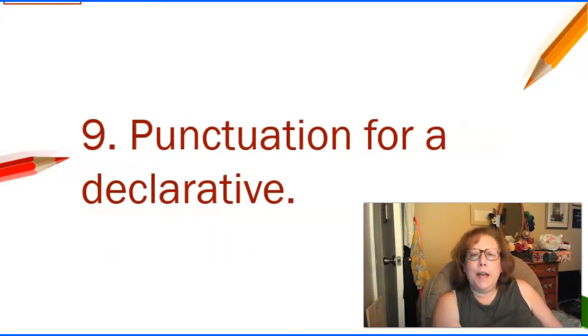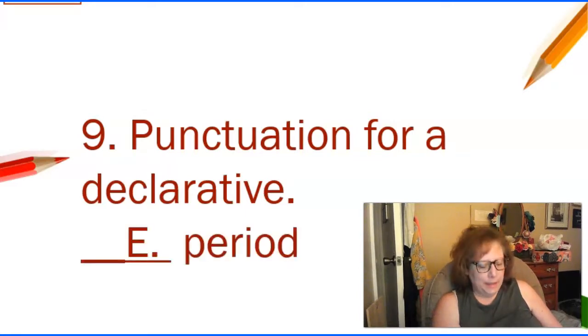Now let's move on to 9. A punctuation for a declarative sentence. Again, this is something you guys should know. So I want you to look down that list and hopefully you can find it. There's only 1 punctuation on this list. So if you put E period next to number 9, you are correct.